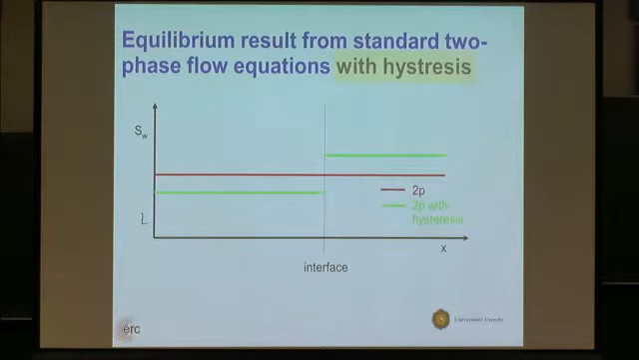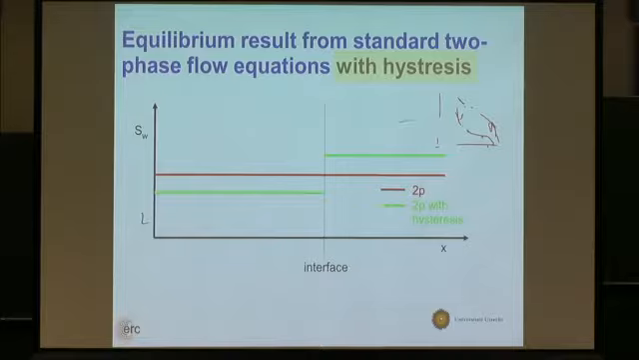But we know that we have hysteresis. Remember these curves? The PCS curve looks like this. This is drainage, this is imbibition. I'm sorry, this is not writing well. So one part is doing drainage, the other part is doing imbibition.